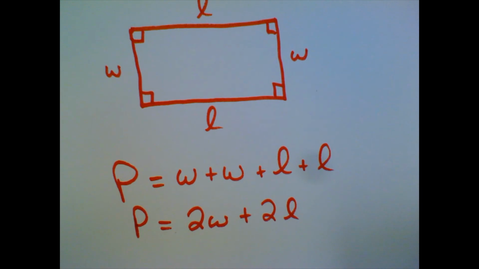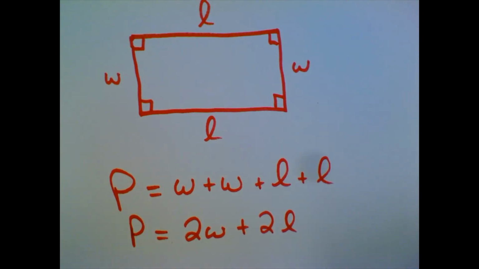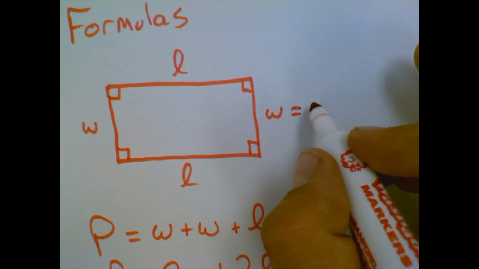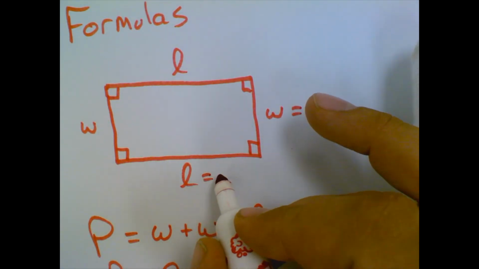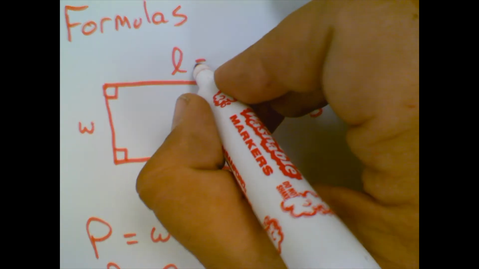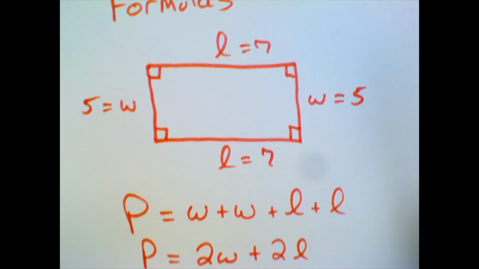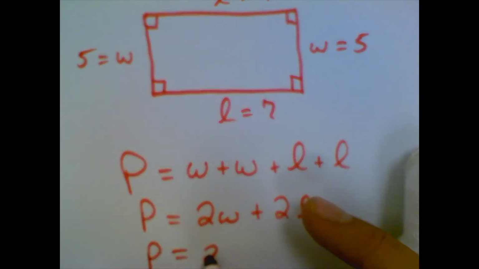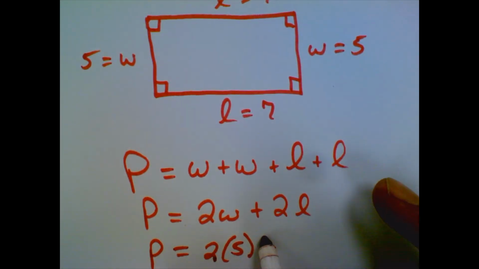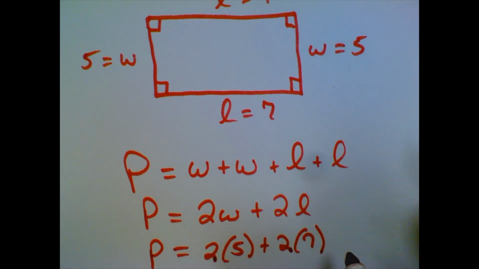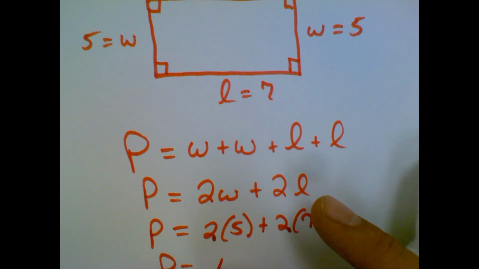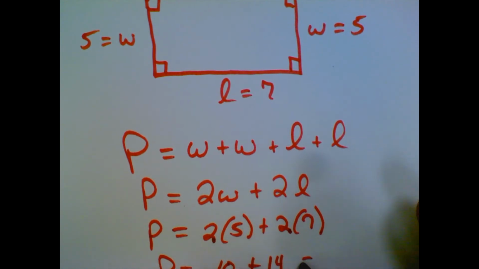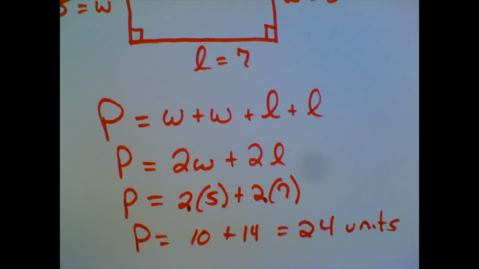Okay, so the question is, how do we use this? Well, if we want to find the perimeter, let's say in this example we let W equal 5 and the length equals 7. It follows that all the W's are going to be 5 and all the L's are going to be 7. So following the formula, the perimeter would be 2 times 5, plus 2 times 7. So the perimeter of this is 10 plus 14, which is 24 units. Now I didn't specify what units. If that's the case in your problems, just write the word units.